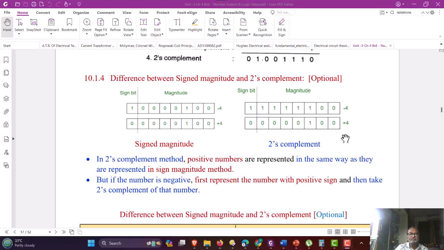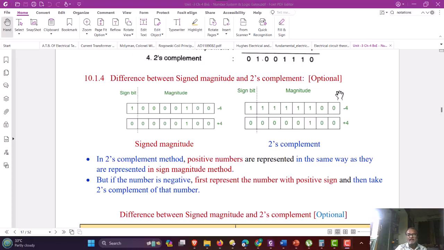Let us see what the differences are between sign magnitude number and 2's complement number. This is optional and not in the syllabus, so we will go somewhat fast. In sign magnitude number, the most significant bit indicates the sign and the remaining bits indicate the magnitude. Whereas in 2's complement number, the sign bit is the MSB and the remaining lower bits represent the magnitude.